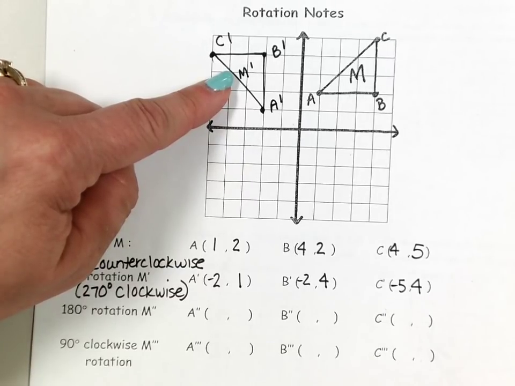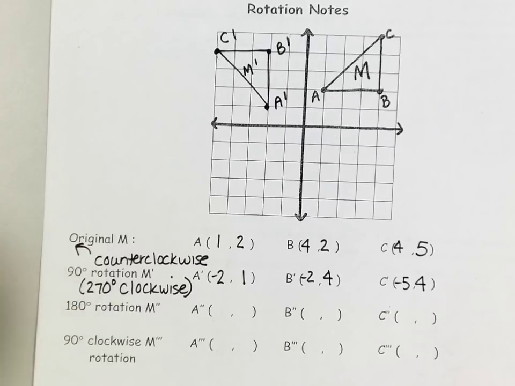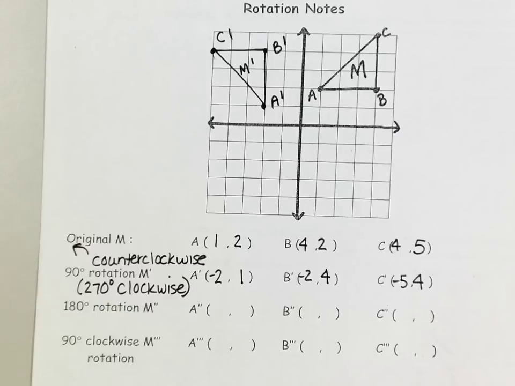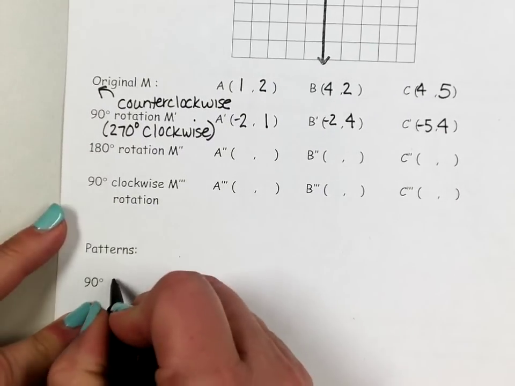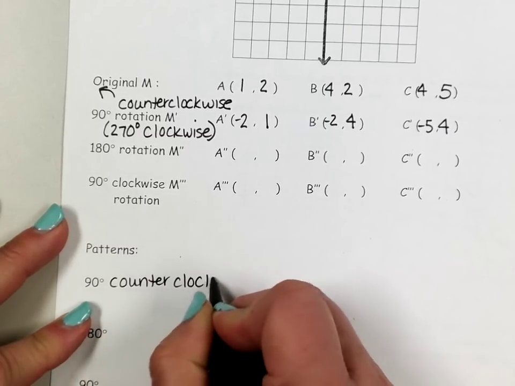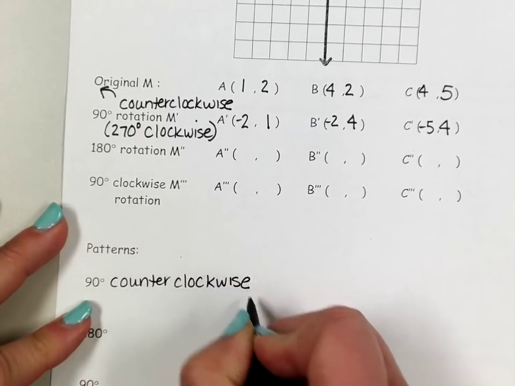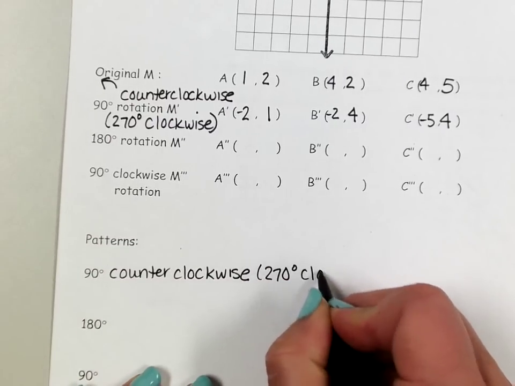But when we do our rules, we're really looking at 90 degrees counterclockwise, 90 degrees clockwise, and 180. We don't really use a rule for 270 since it's the same as 90 counterclockwise. All right, so we want to come up with a 90 degree counterclockwise rule. So down here, my pattern, 90 degrees counterclockwise, which is the same as 270 clockwise.